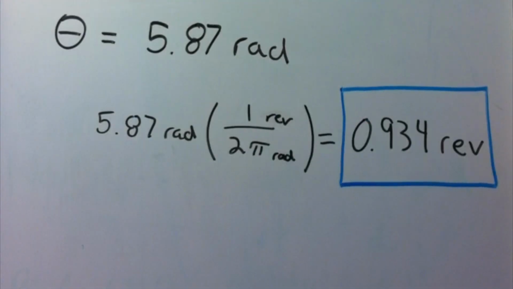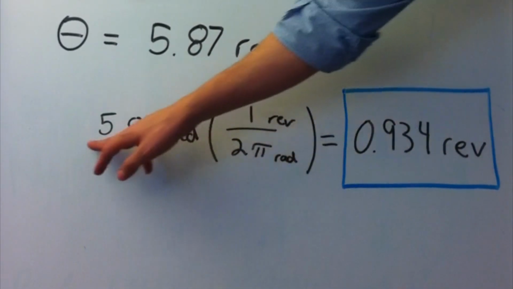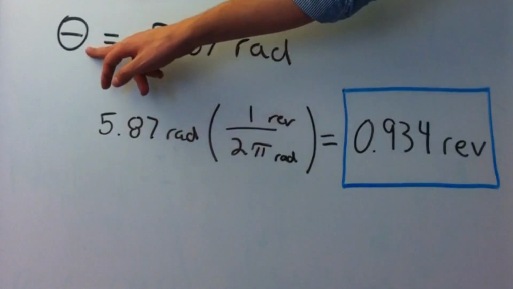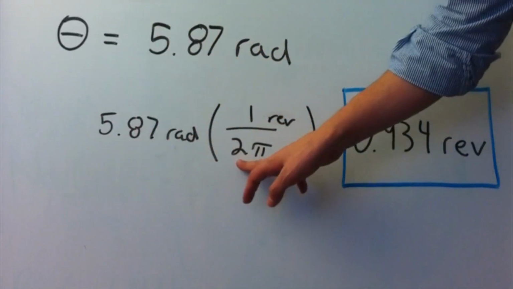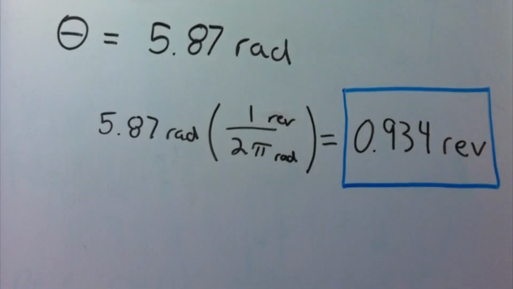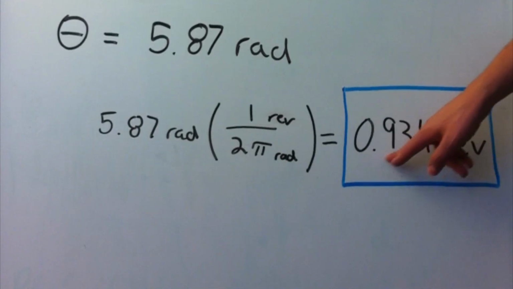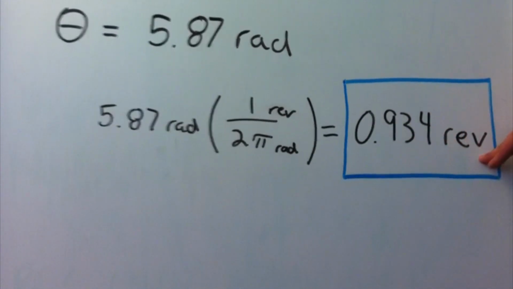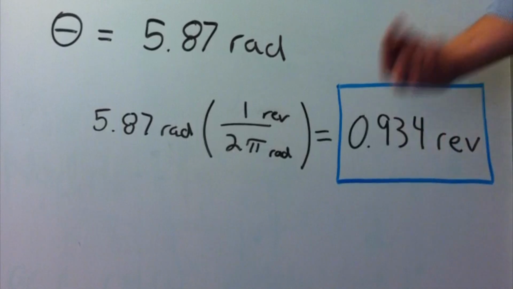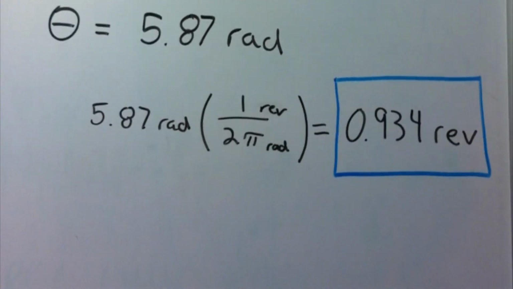To find how many revolutions he actually experiences, we're going to divide our answer for theta by 2 pi, which would be one full revolution, and that comes out to 0.934 revolutions. So he doesn't even make quite a full revolution during that time. So almost one full revolution. And that's the end of our problem.